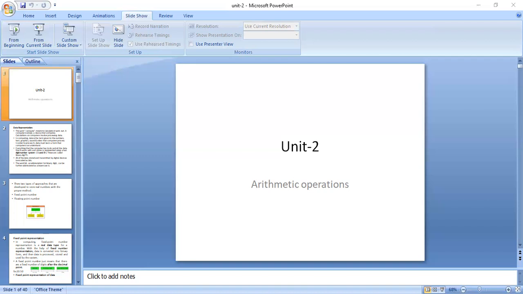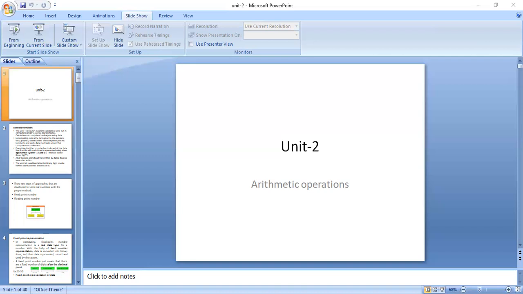Arithmetic and logical operations are performed in the ALU. The computer can understand only binary numbers, zeros and ones. The computer can perform arithmetic and logical operations, that is multiplication, division, floating point addition and subtraction. Now we discuss one by one how multiplication, division and floating point operations are performed in computers. In this video I explain only the multiplication algorithm.